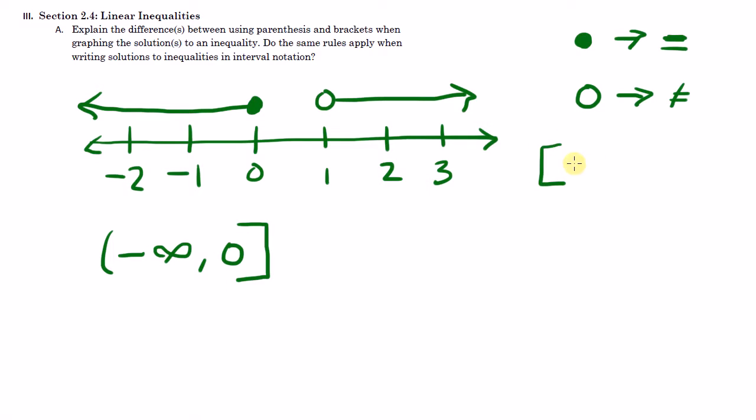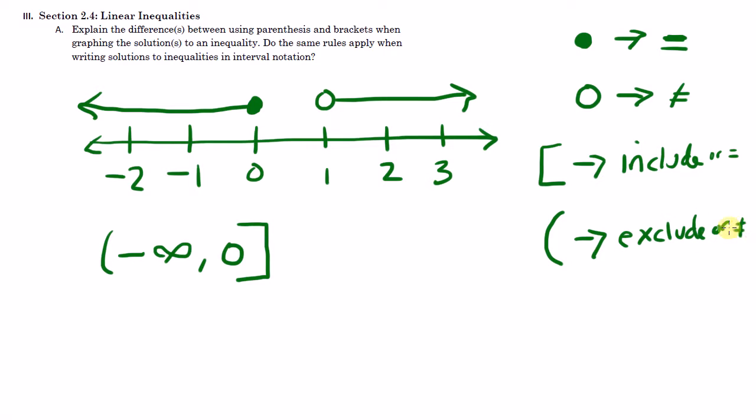So I guess you could look at it like this. The bracket means include or equal to, and the parenthesis means exclude or doesn't equal or not equal to. And then we're going to use this symbol. It's a union, and what the union just means is and. And this is what happens when you want to join.